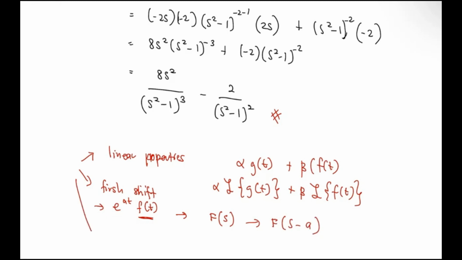And the last property is multiplying by t to the power of n, so t^n f(t). What you need to do is transform this f(t) into F(s), and then use this property: negative 1 to the power of n, d to the power of n over ds to the power of n, multiplied by the differentiation of F(s). So those are the three properties that you need to use.